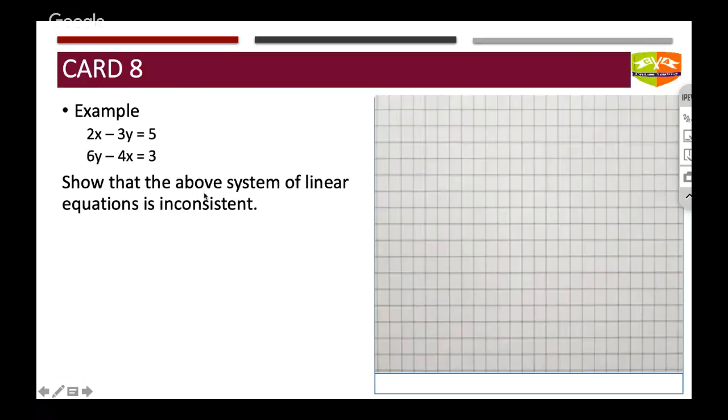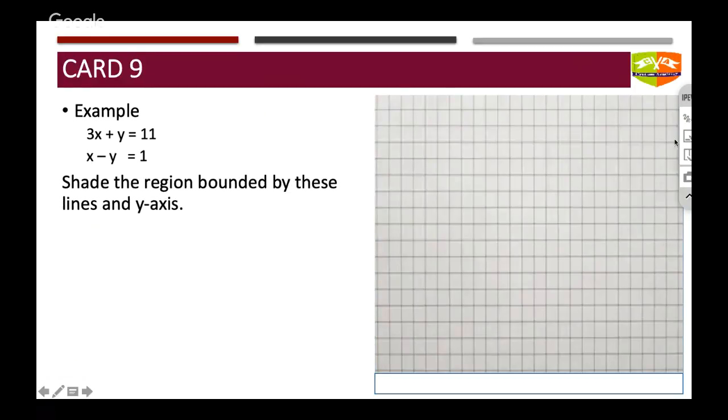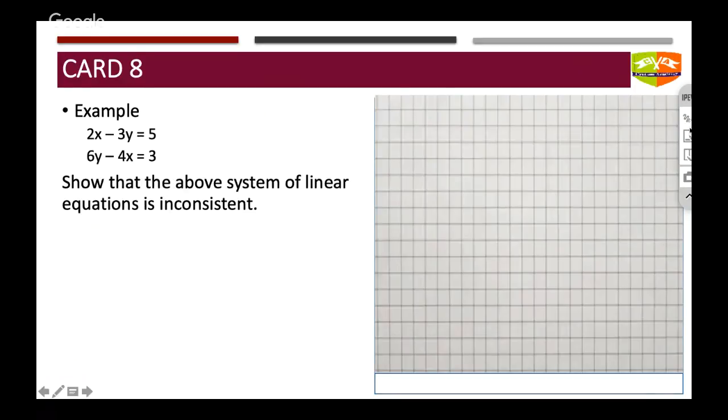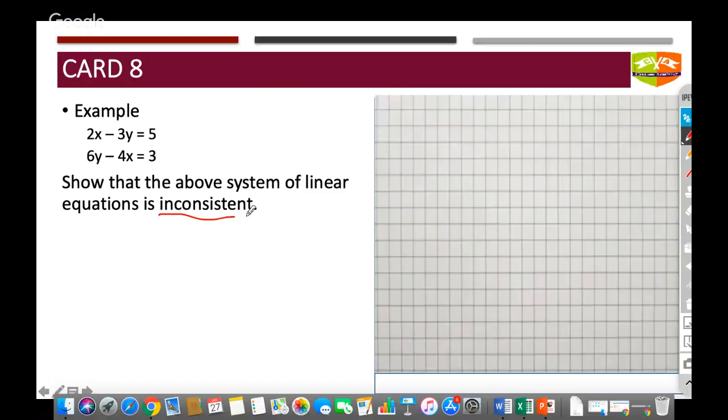I have to show that the above system of linear equations is inconsistent. What do I mean by inconsistent? Inconsistent means the pair of linear equations has no solution. I have already explained that the no solution condition will come only when the given pair of lines are parallel to each other.